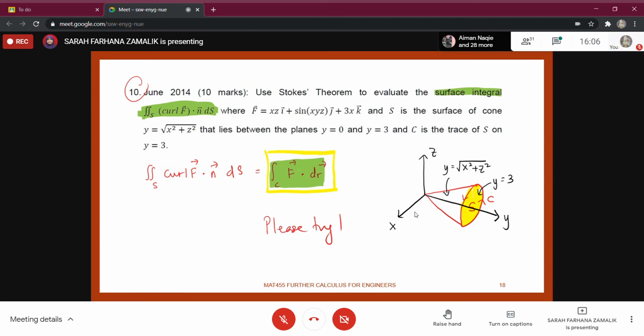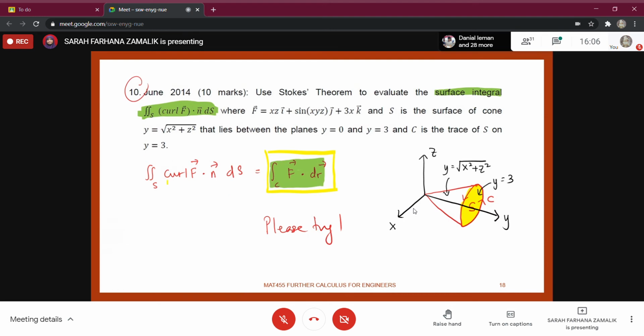Kalau dia tak sketch, yes, awak memang tak nampak S apa yang awak nak ambil kat sini. So sketch dulu. Use Stokes' Theorem to evaluate the surface integral. So yes, you are given the surface, the question asks you about the surface integral. So awak kena show guna line integral. Given to you your vector field F and S is the surface of cone.